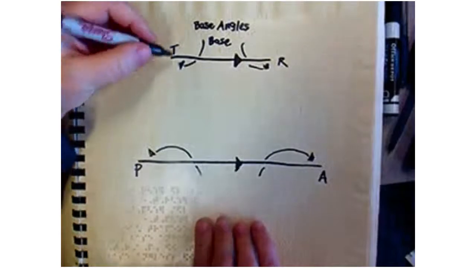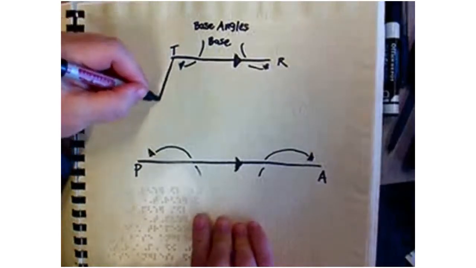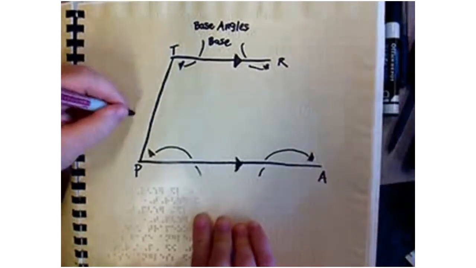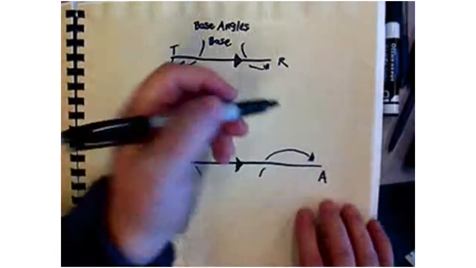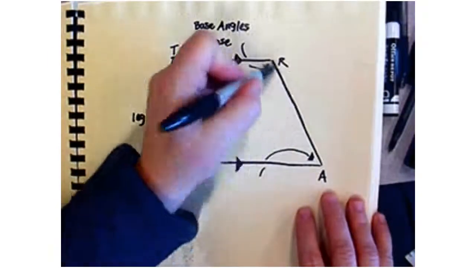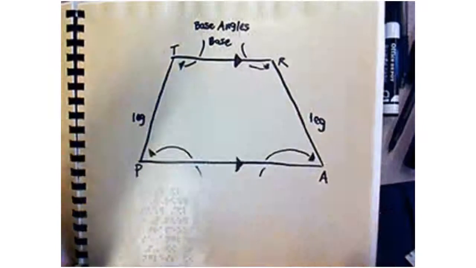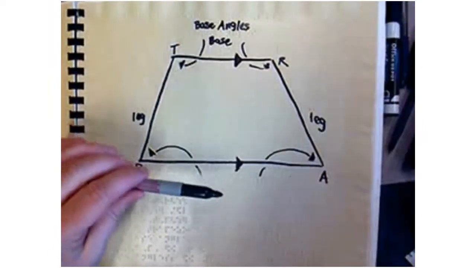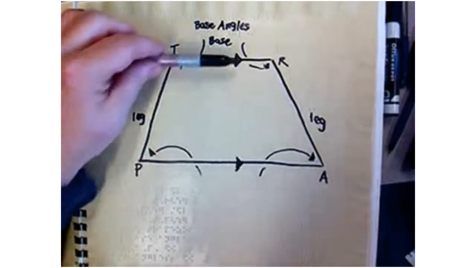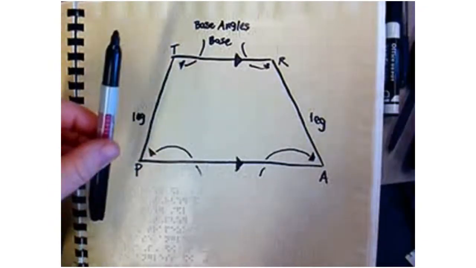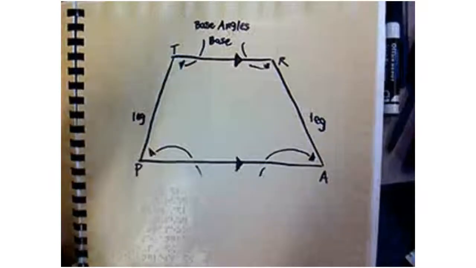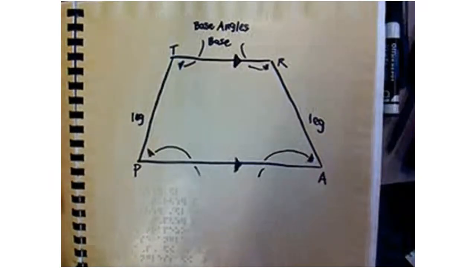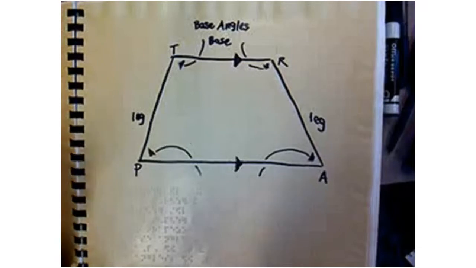Then the sides, so T to P or P to T on the left, that's a leg. And R to A or A to R on the right, that's also a leg. So that's the anatomy of a trapezoid. A set of parallel sides, one pair of parallel sides called the bases, and then the other two sides that aren't parallel are called the legs. And the legs typically are unequal. And we'll learn later what happens if they're equal.